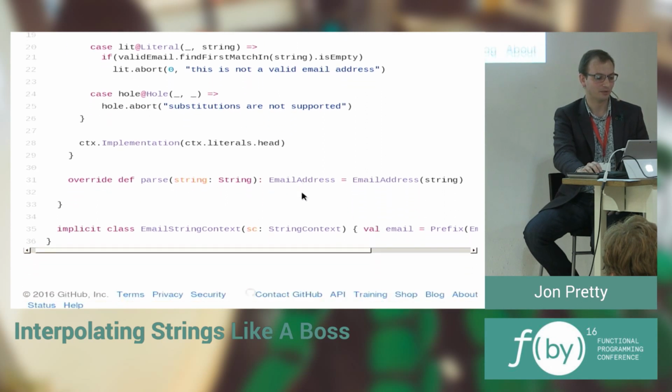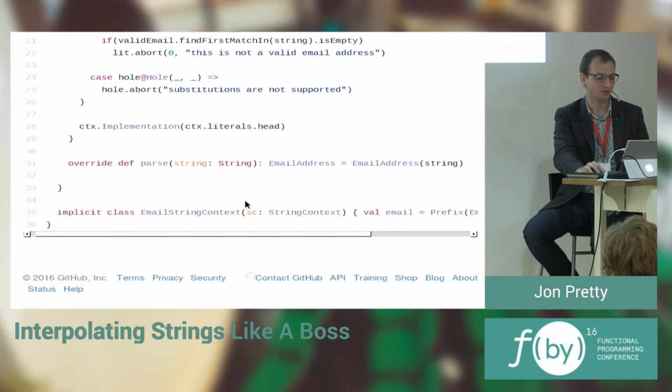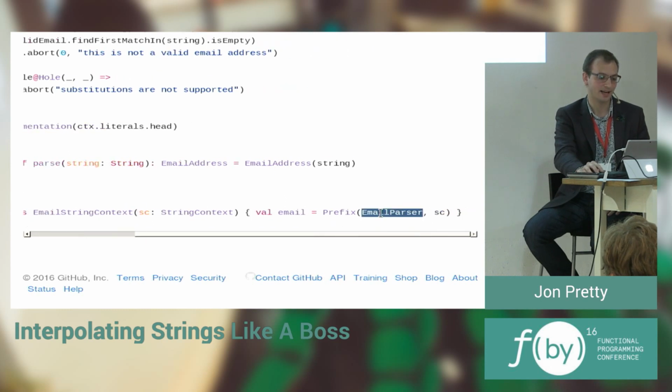So for a really simple example, that is all we have. Apart from one other thing, which is the implicit class, which binds that email parser we've just defined to the prefix email. So that's actually just a one-liner.